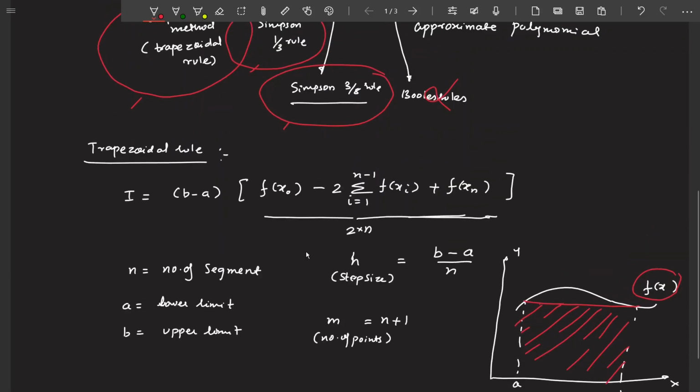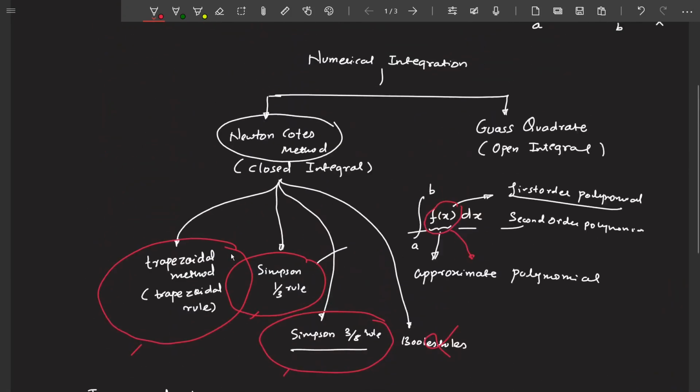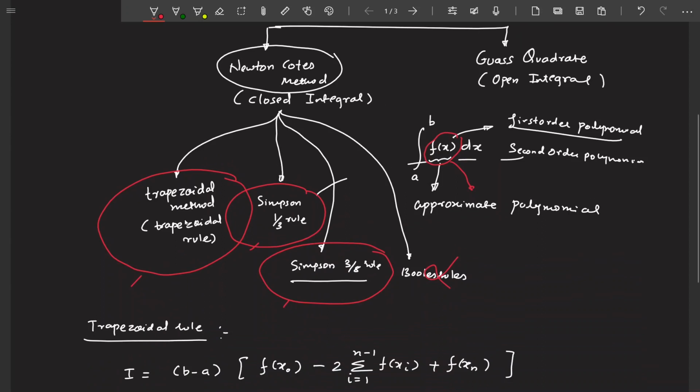So let us talk about one more thing. When you replace it by a first order polynomial, it will have some error. If you replace by second order polynomial, it will have some error. Then third, it will have some error. So when you talk about trapezoidal rule, Simpson 1/3 rule, Simpson 3/8 rule, which do you think is going to be more accurate? So obviously Simpson 3/8 rule is going to be more accurate than trapezoidal rule and Simpson 1/3 rule, because we are replacing the function by a third order polynomial.